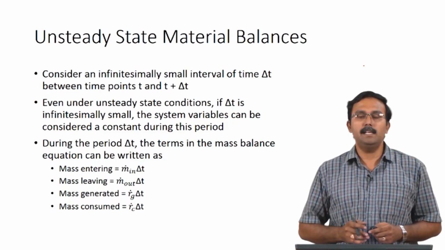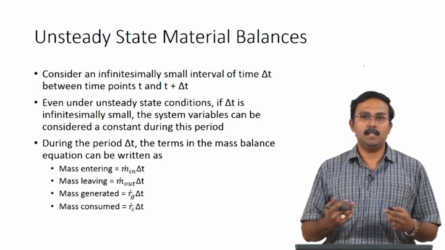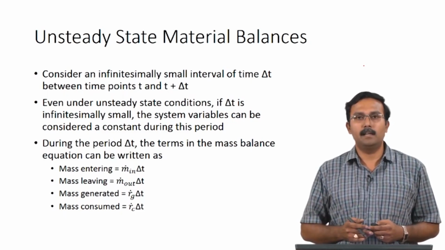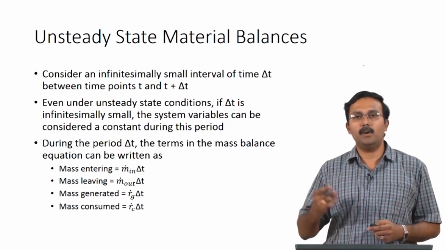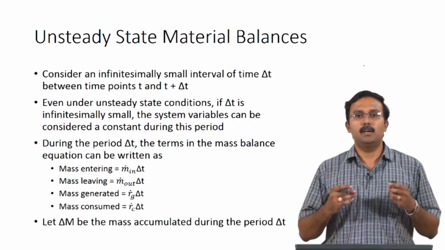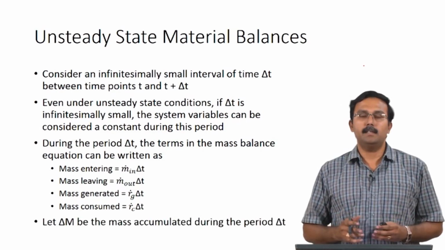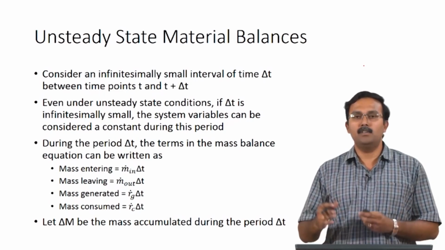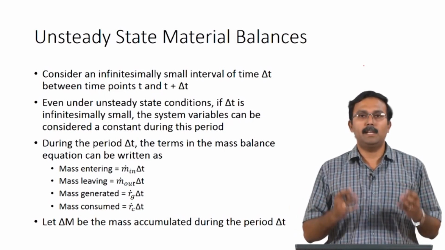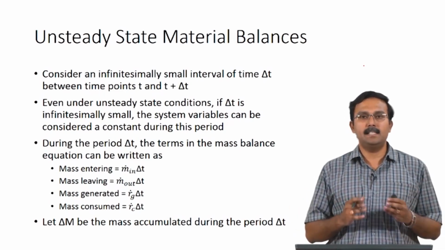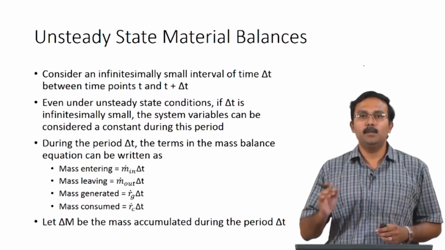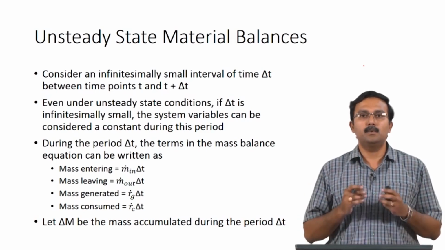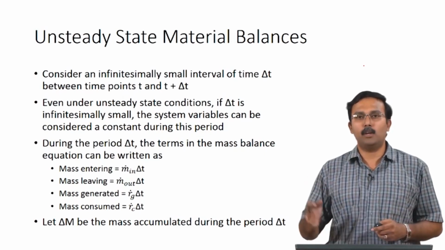Now that we have these terms, we can plug them into the general material balance equation we had. However, we still have to account for accumulation. Accumulation is nothing but the change in mass over the period of time. So, we can assume delta m is the change in mass inside the system during this period delta t. So, this delta m is the accumulation.